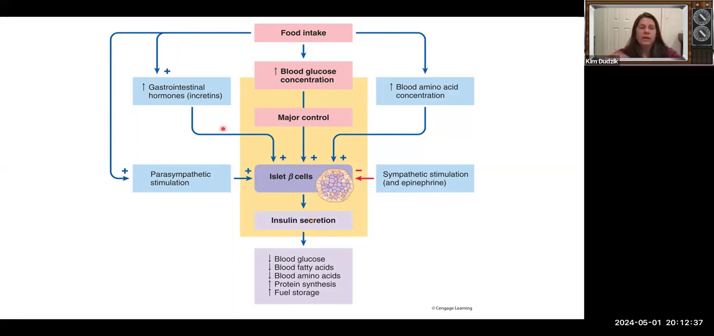But remember that we always have external forces as well. So parasympathetic control can actually act on the beta cells, which would increase insulin. Okay. Sympathetic stimulation, along with the hormone epinephrine, can have a negative effect on the beta cells. So it would decrease insulin secretion, right?